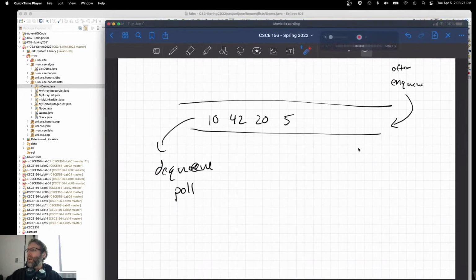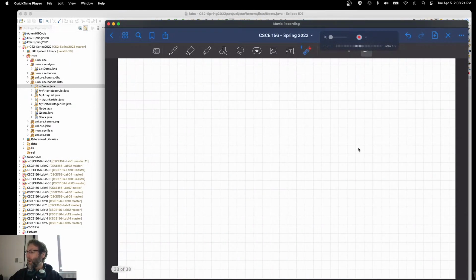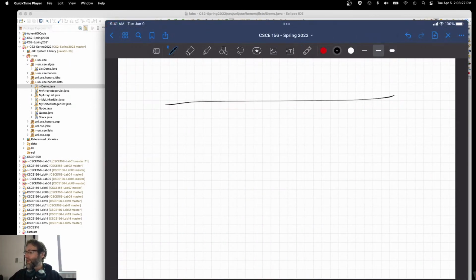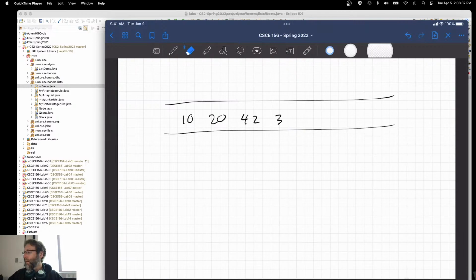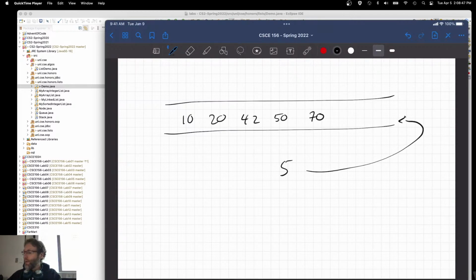where the visualization here is you're not necessarily in first in, first out order anymore. Instead you have some sort of ordering, right? So 10, 20, 42, 30, 50, 70. Right? Looks like it's sorted to me. Now, when 5 gets enqueued, right, they don't go to the back of the line. Instead, they get to be line jumpers. They go, nope, I have a higher priority, and then I get to jump to the head of the line here.